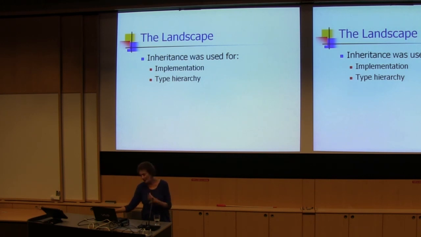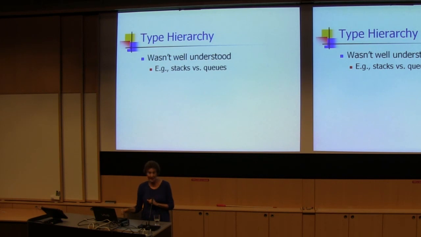I was very interested in type hierarchy, and I discovered by reading the literature that people didn't know what it meant. I read a paper that said stacks and queues are each subtypes of one another. I mean, it actually said this in the paper. But if you stop and think about it, you think about writing a piece of code that's using a stack, and what it gets instead is a queue. Well, that might be rather surprising because the behavior is actually quite different.